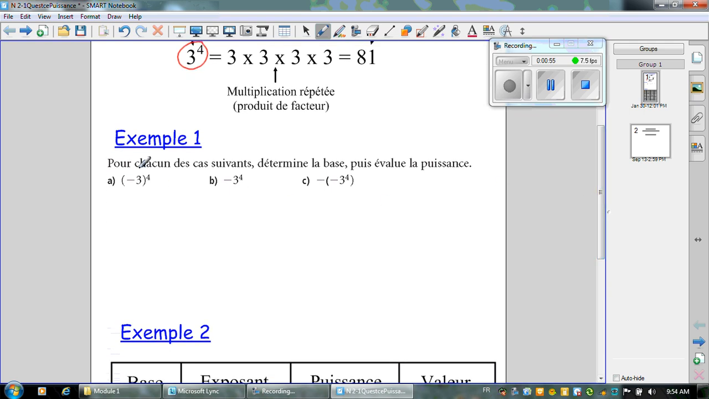Example 1: for each of the following cases, determine the base, then evaluate. Here, the base would be -3. And to evaluate, you have to do the repeated multiplication. So we're doing -3 multiplied by -3 multiplied by -3 multiplied by -3. So -3 multiplied by -3, that's +9. -3 by -3, that's +9 as well. So 9 times 9, 81. That's the answer.